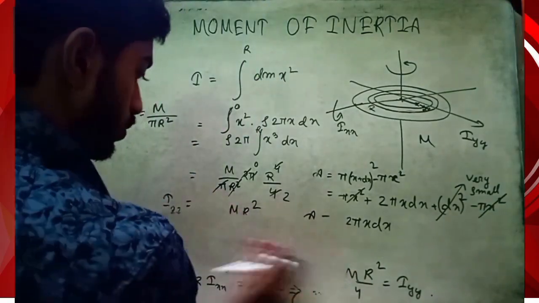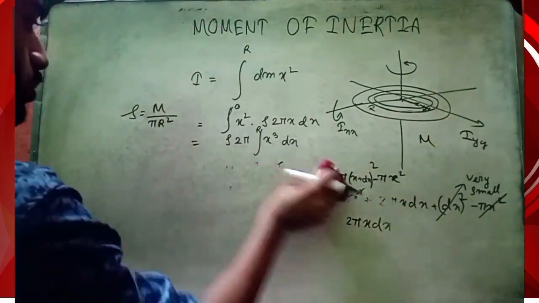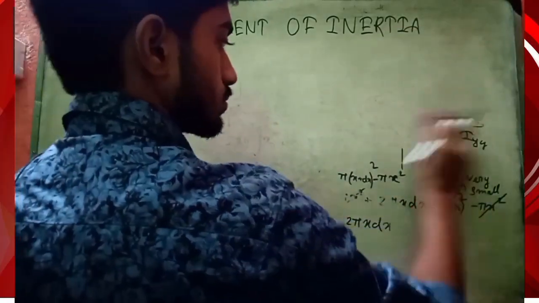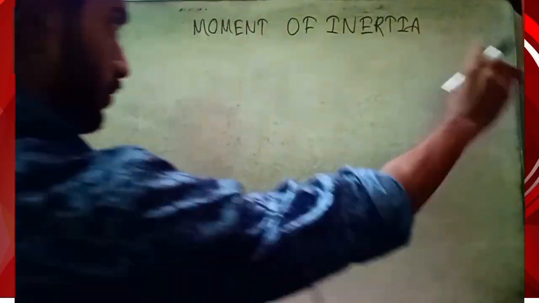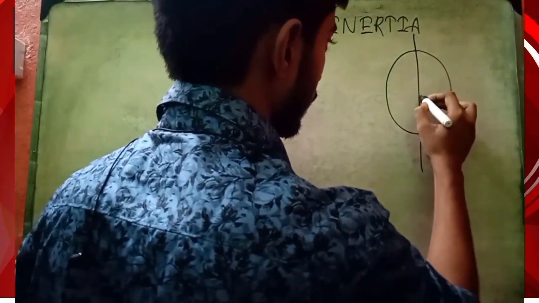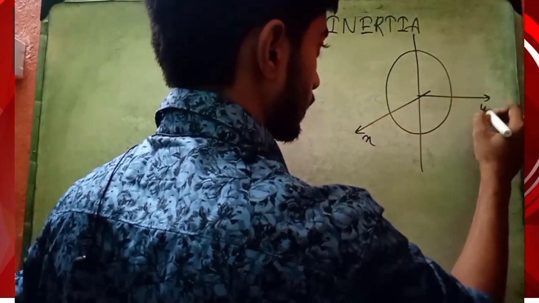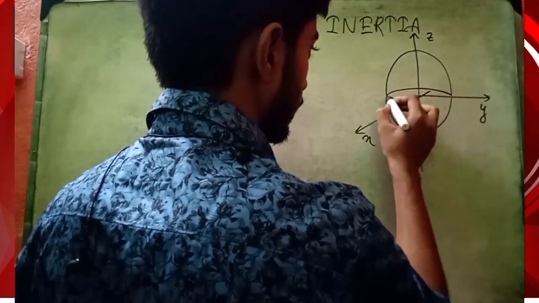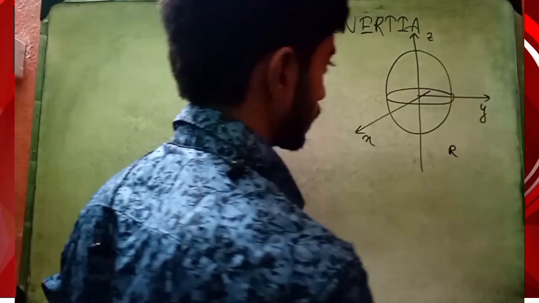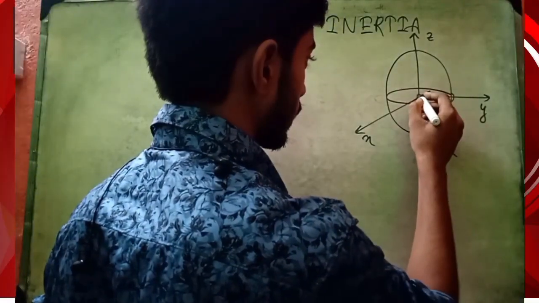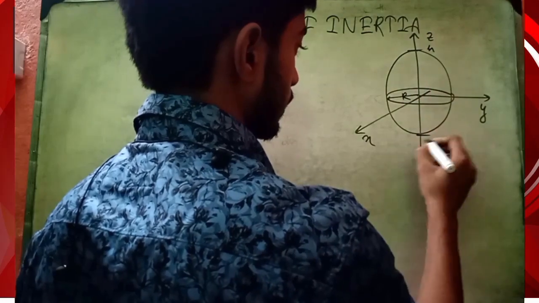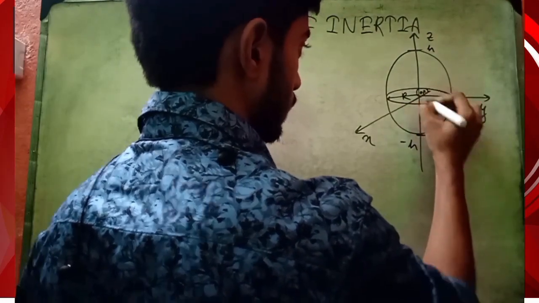Now I am going to discuss the moment of inertia of an ellipsoid. So this is an ellipsoid. This is x, this is y, and this is z. Let's assume the radius of the ellipsoid is R at its origin. Here the radius is R, and this height is h, and this height is minus h. Here is the origin 0, 0.